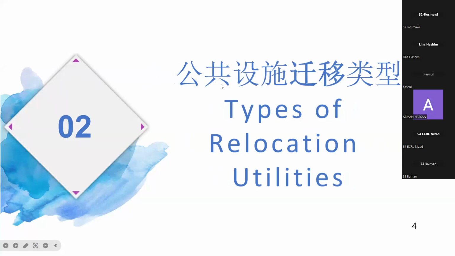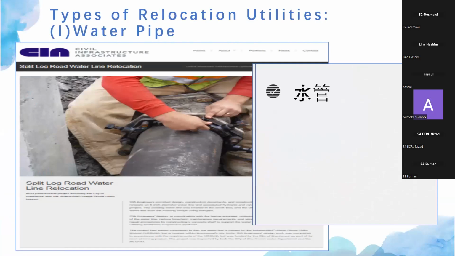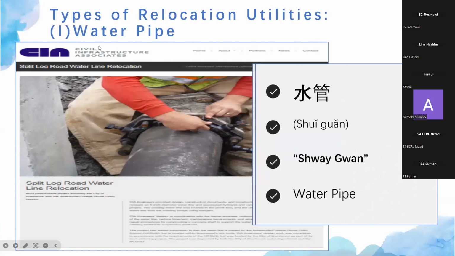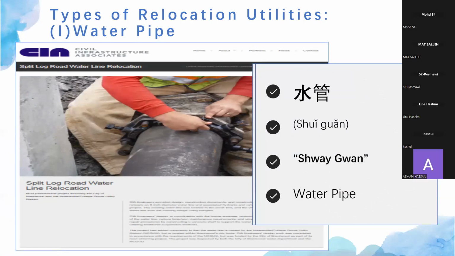So let's zoom into the types, 类型, of 公共设施 utilities 迁移 relocation that we frequently encounter in our construction progress. The first is the water pipe. Water pipe is called 水管, 水 being water and 管 being pipe. So 水管迁移 would be the relocation of water pipe. Normally, this will cause water disruption, so coordination during the relocation procedure is very important and they have to inform beforehand.